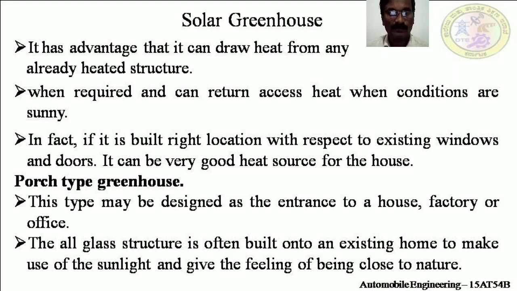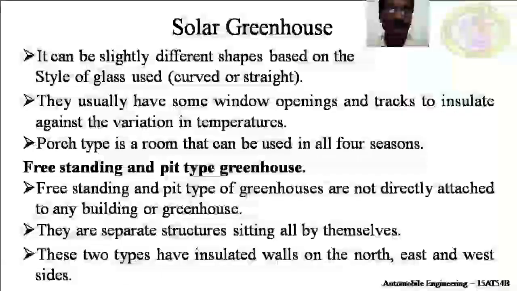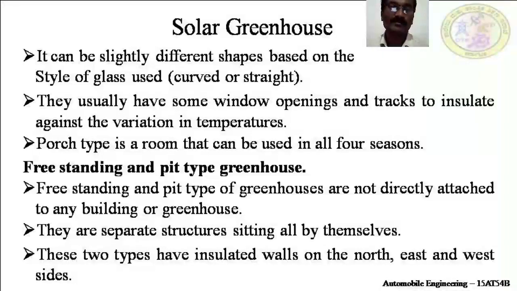Next type is the porch type of greenhouse. This type may be designed as the entrance to a house, factory or office. As with the above, this is also constructed adjacent to the house, factory or office. The all-glass structure is often built onto an existing home to make use of the sunlight and give the feeling of being close to nature. It can have slightly different shapes based on the style of glass used. So the structure may be different.